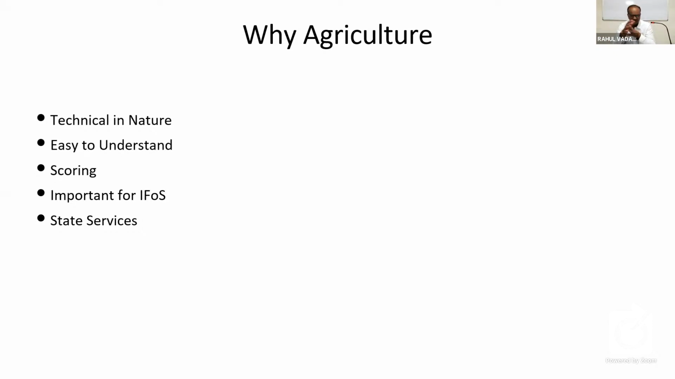So agriculture is easy to understand, but the thing is that it should be from the exam point of view, from the UPSC point of view, not from the graduation point of view.